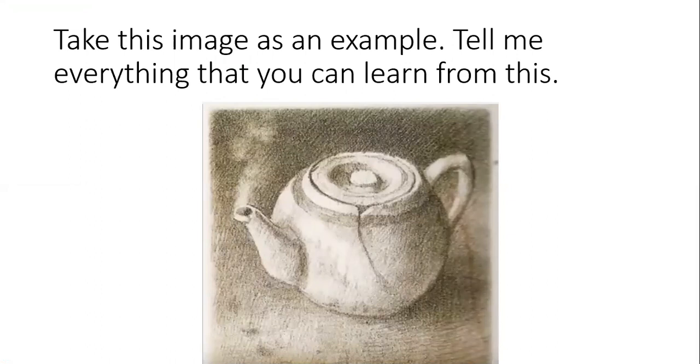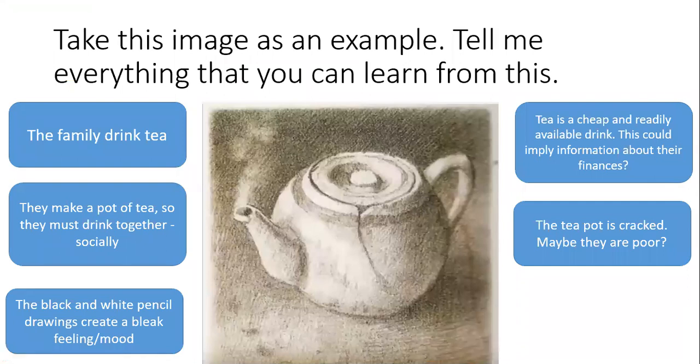Okay, so what type of things could you see? There was lots of different things on there. You can see that the family drink tea. They make a pot of tea, so they must drink it together socially. So they're not just making one mug for themselves, they're making a brew which will feed all of them, which will nourish all of them.